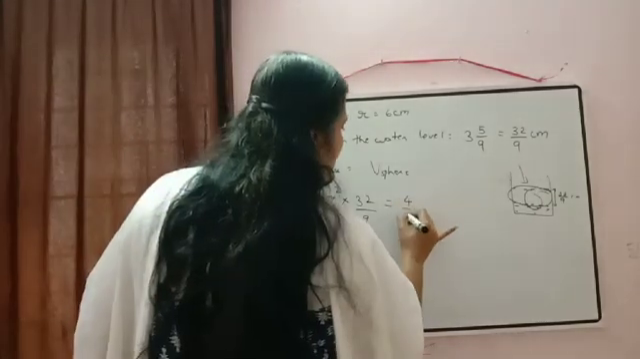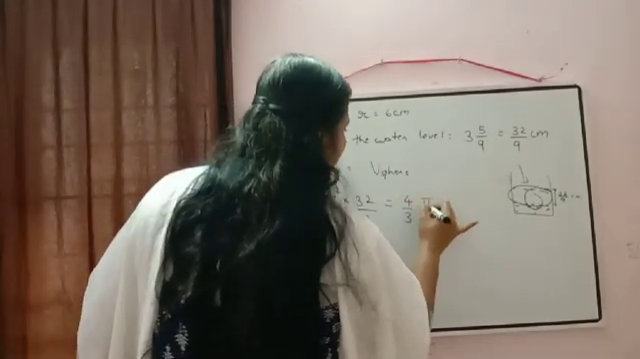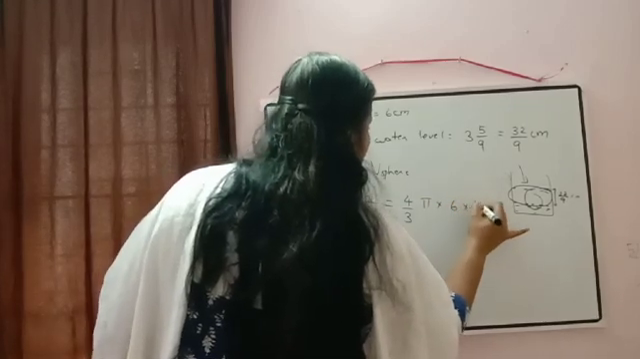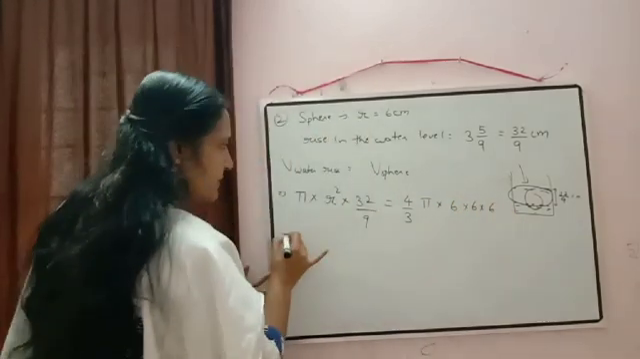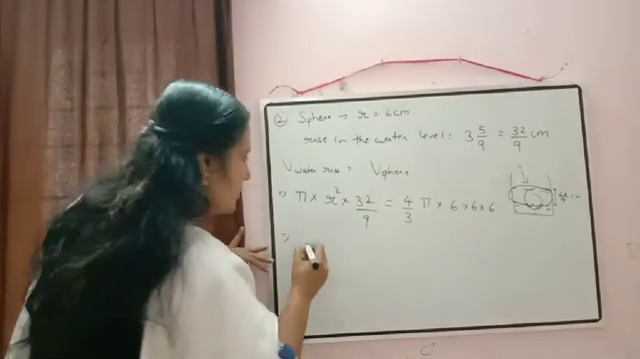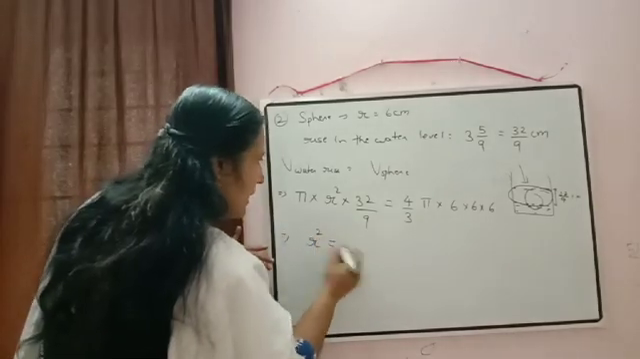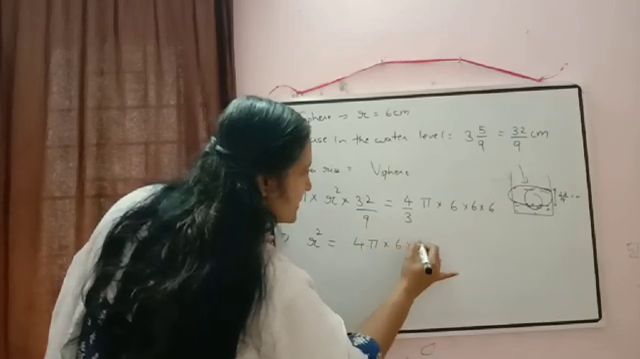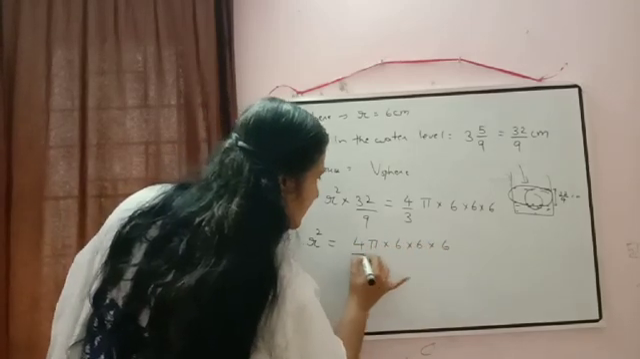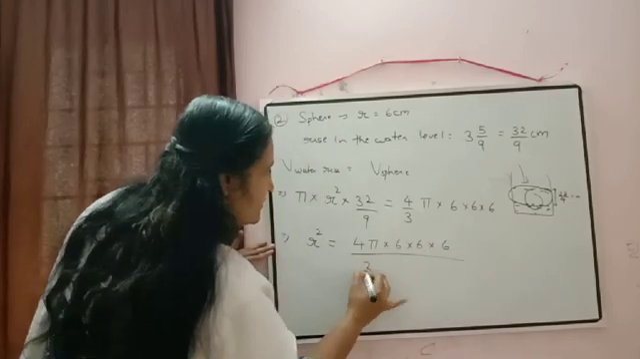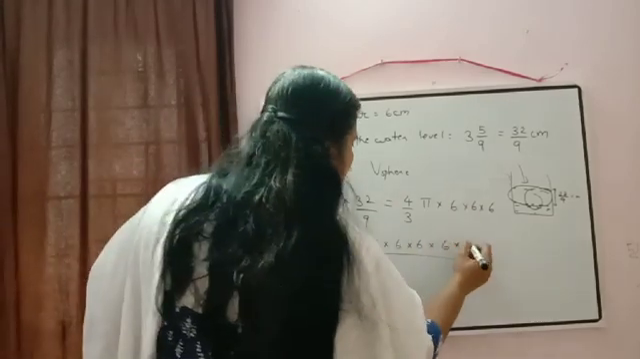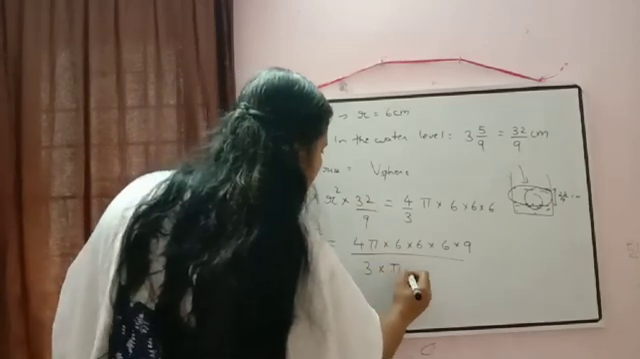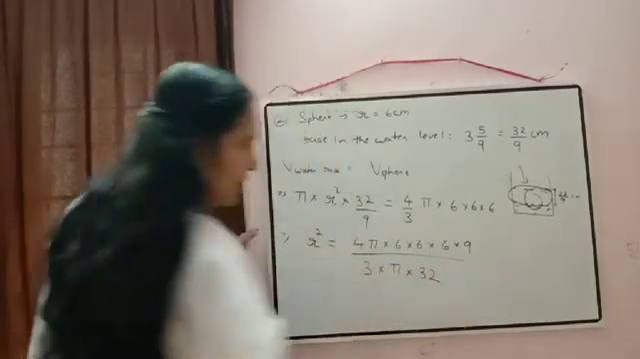So that will be equal to 4 by 3 pi r cube. Radius is given 6, so it will be equal to 6 into 6 into 6. Except r square, the rest of the things we can shift to the right-hand side. So what will come here? 4 pi into 6 into 6 into 6 by 3. This 3 is already there, this 9 will go to the numerator, and then pi and 32 will come in the denominator.